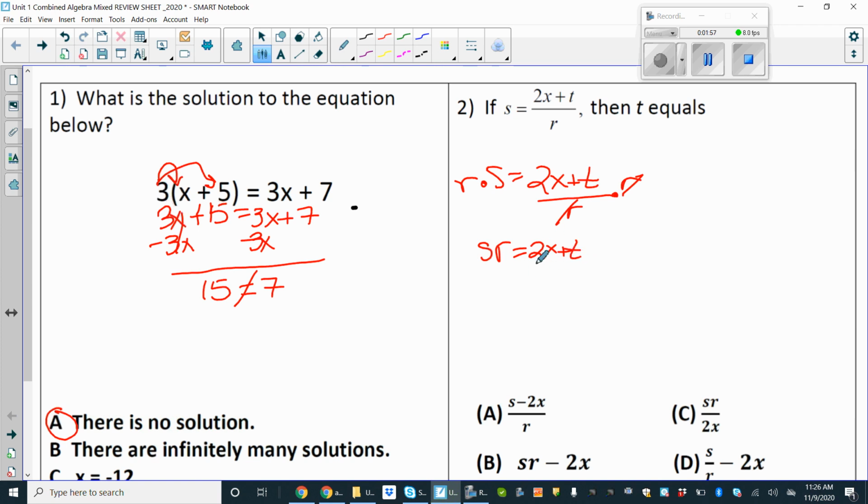Now I need to get the 2x away from the t, so I have to use subtraction because I'm not breaking apart the 2x. If I was breaking apart the 2x, then I would use division, but I'm just moving the whole term 2x over, so you use subtraction. And you subtract it from here to cancel out here, and you have to subtract it from here. And you cannot subtract 2x from SR, so you just rewrite it as SR minus 2x equals t, which is answer choice B.